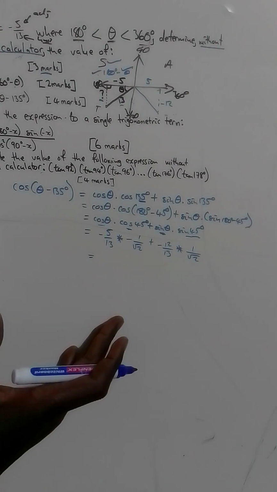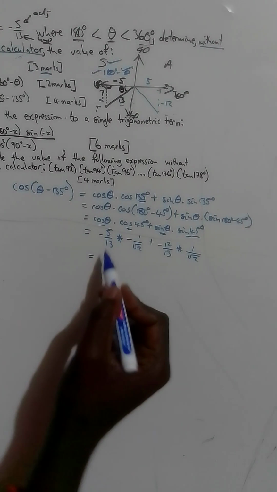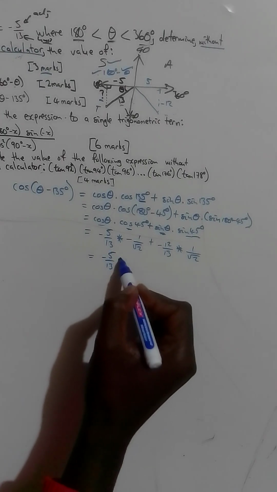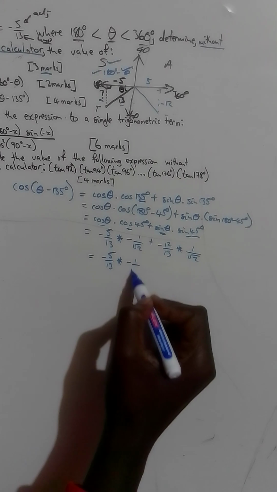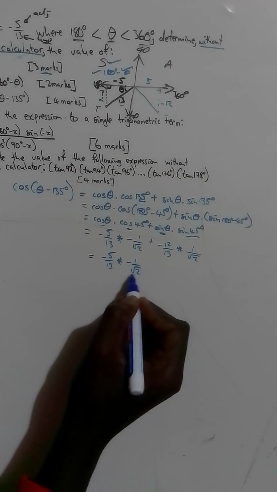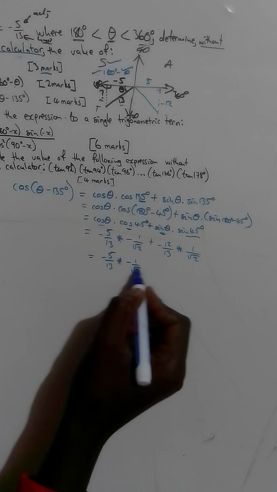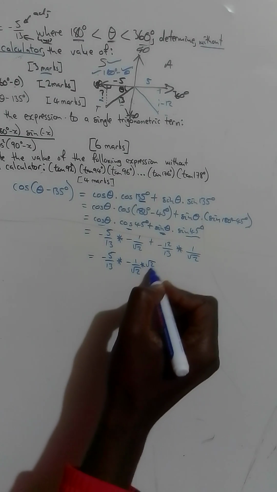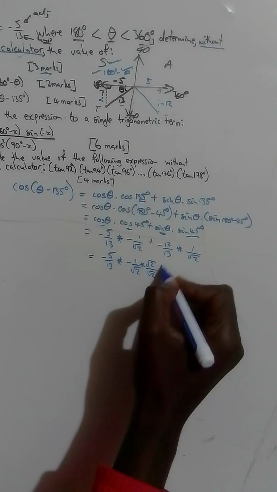There is something else which you can do if you don't want to complicate your life. So let me repeat, writing negative 5 over 13 multiplied by negative 1 over square root of 2. What do I want to do? I don't want to work with this irrational number, so I'm going to rationalize the denominator. I'm going to use the conjugate, square root of 2 over square root of 2.